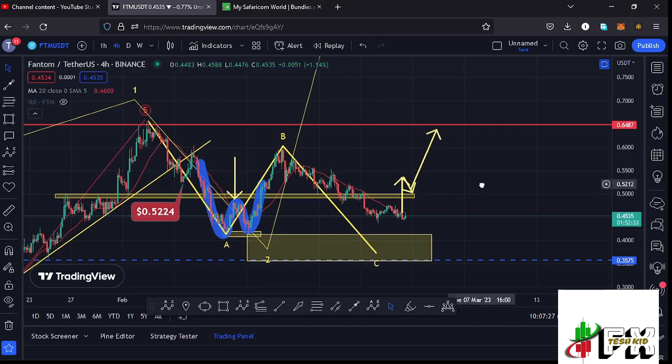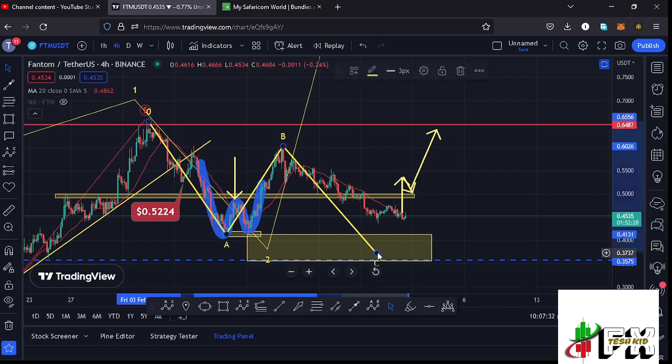But for now, I'm still expecting one more leg down in the formation of this higher Elliot wave count 2 and in the formation of this wave C, and that is my primary scenario. But in case that Elliot wave structure gets invalidated, I'll be keeping you updated.